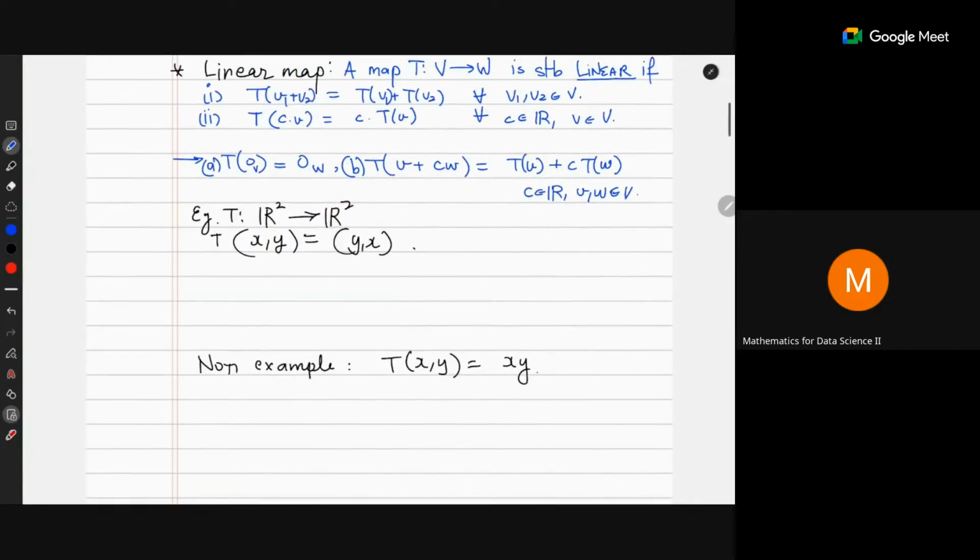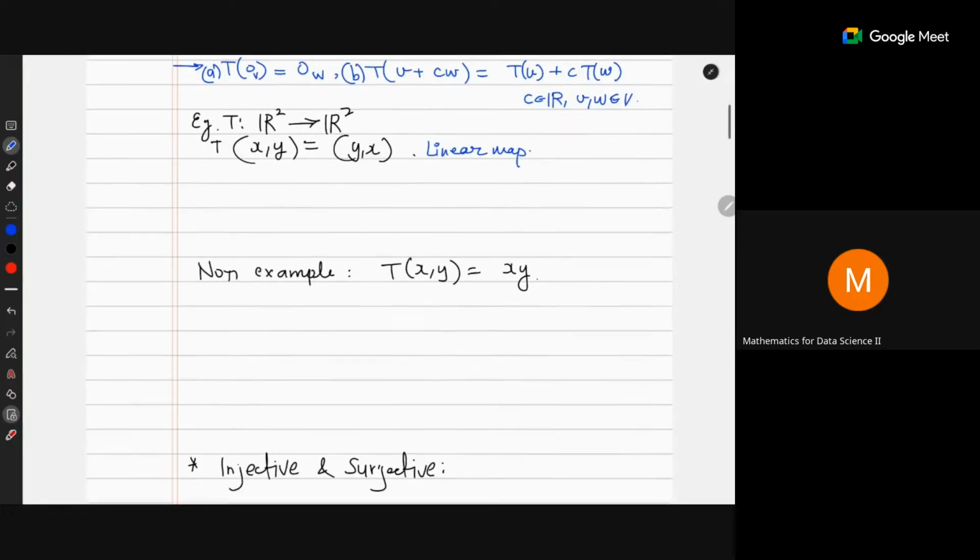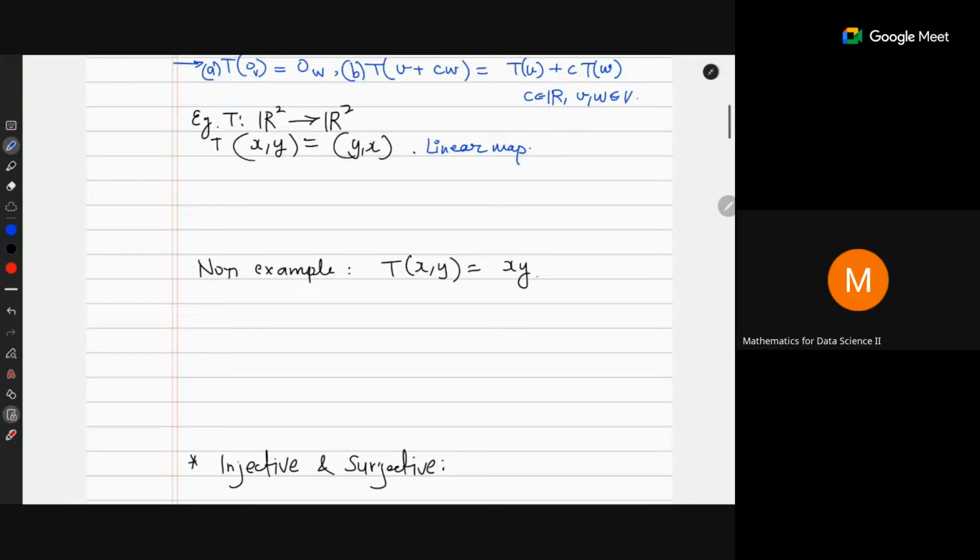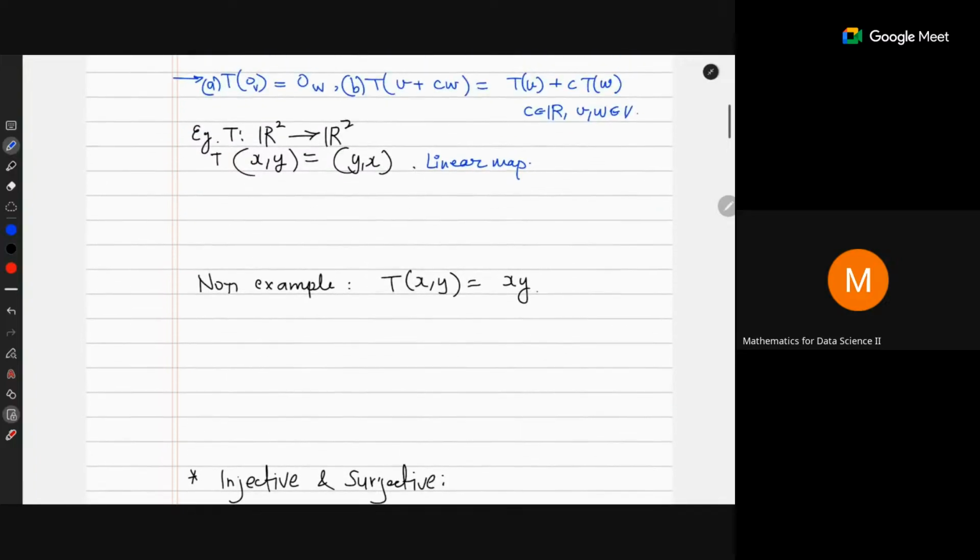So now let's see some examples. So this is the first example. It is clearly a linear map, so there is no doubt about it. You can think of this map as the rotation of your R2 plane by 90 degrees. Okay, so it is a linear map. All right. Another non-example would be T(x, y) equal to xy.